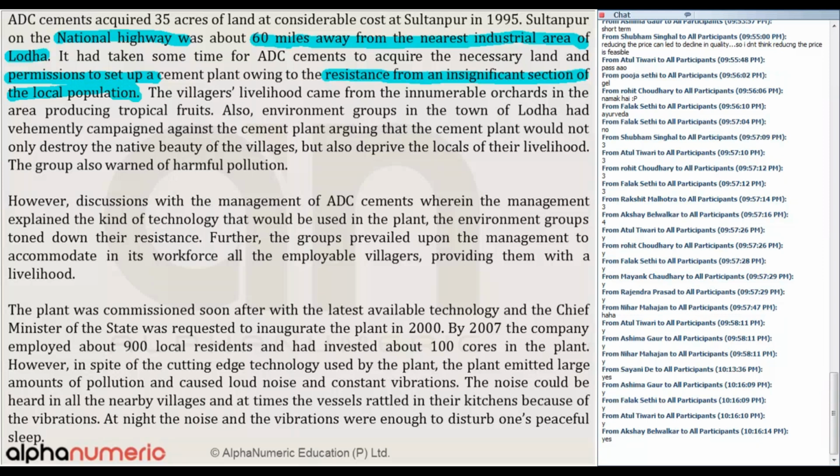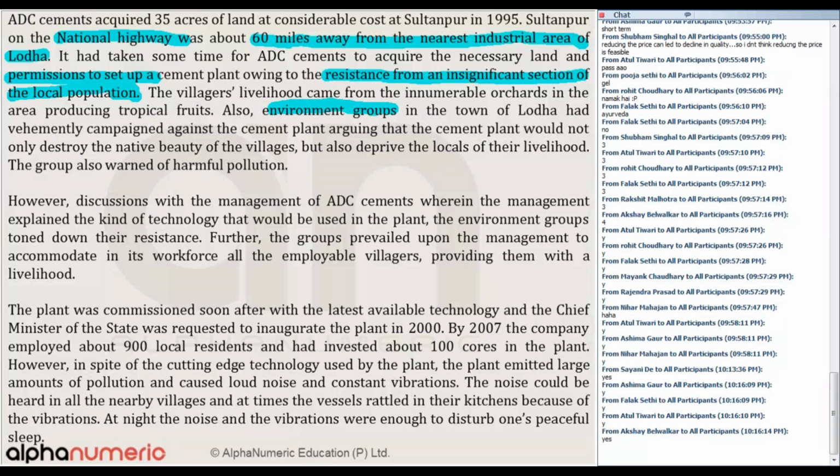The villagers' livelihood came from the innumerable orchards in the area producing tropical fruits. Also, environment groups in the town of Lodha had vehemently campaigned against the cement plant, arguing that it would not only destroy the native beauty of the villages, but also deprive the locals of their livelihood. The group also warned of the harmful pollution. So a few people were against that, and environmental groups were also against that.